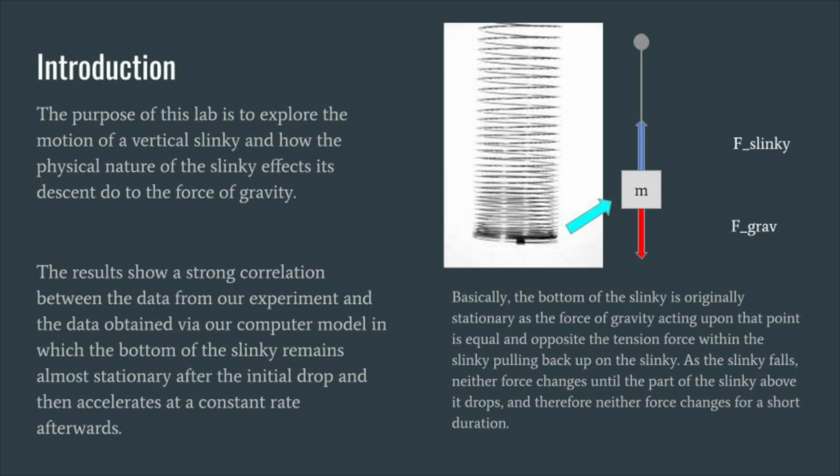On the right, you see a general free body diagram with M representing the mass at the bottom of a slinky, whether that's a tennis ball or, in this case, just the mass of the actual bottom of the slinky. Basically, the bottom of the slinky is originally stationary, as the force of gravity acting upon that point is equal and opposite the tension force within the slinky pulling back up on the slinky. As the slinky falls, neither force changes until the part of the slinky above it drops, and therefore neither force changes for a short duration.